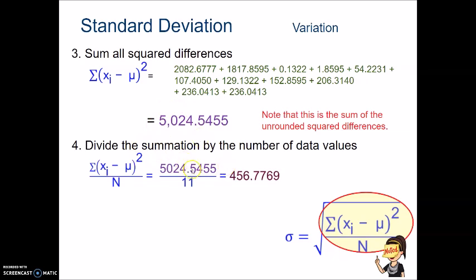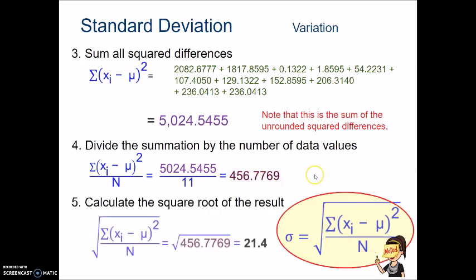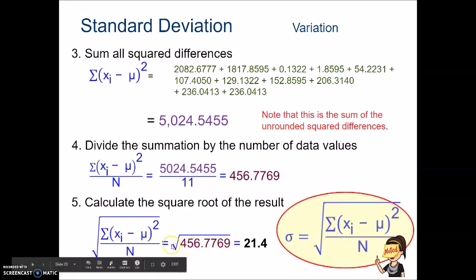Okay, then we have to take that number and divide it by the total number of values in our data set. That's 11, so we're dividing 5,024.5455 by 11. That's giving us 456.7769. Our step after this is to square root that number, so we take the square root of 456.7769, and we get 21.4.